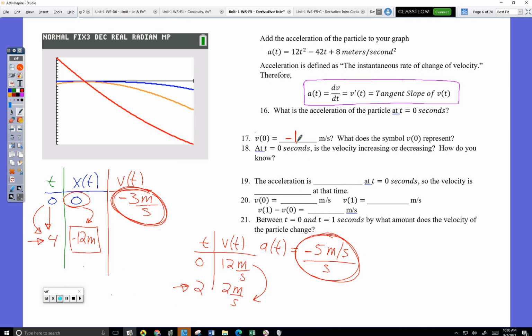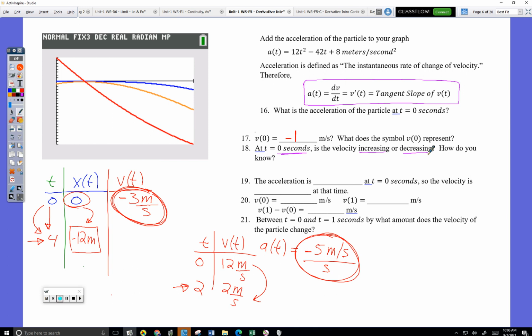Questions? Like it's saying the position wants to change by that amount. It says at time equals 0 seconds, is the velocity increasing or decreasing? Okay, warning. Don't mix up positive and negative with increasing and decreasing. They are different things. Look at this graph.